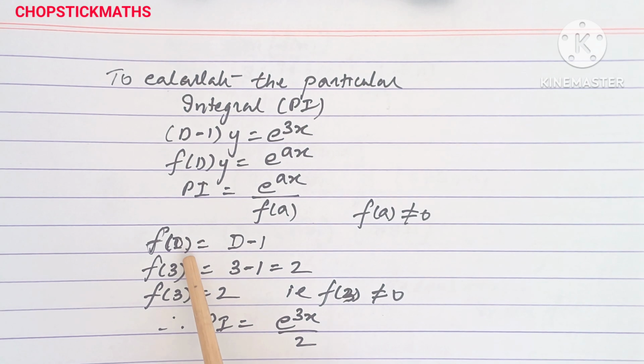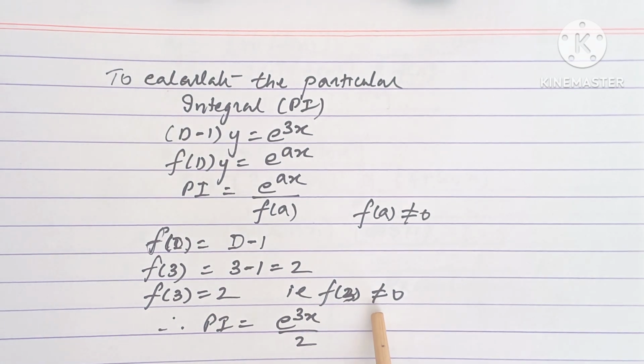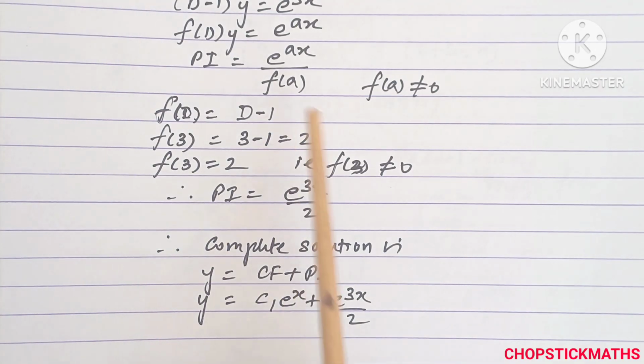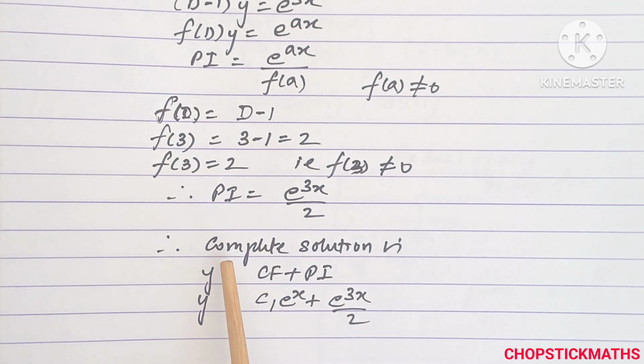So substituting D as 3, we get f of 3 is equal to 3 minus 1, that is equal to 2. That is f of 3 is not equal to 0. Therefore, the particular integral is e raised to 3x upon 2. Therefore, the complete solution will be y is equal to the complementary function plus the particular integral. That is y is equal to c1 e raised to x plus e raised to 3x upon 2.